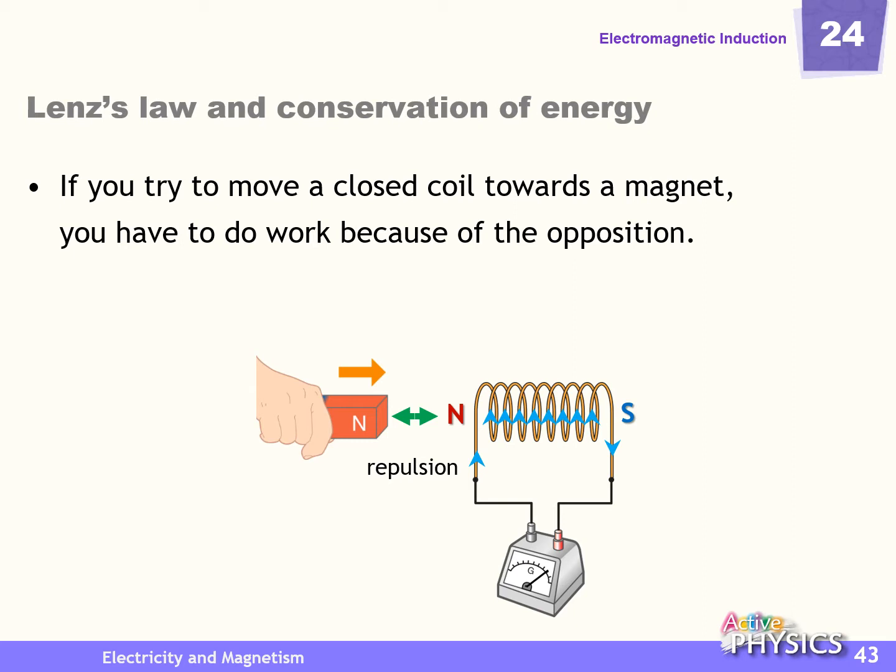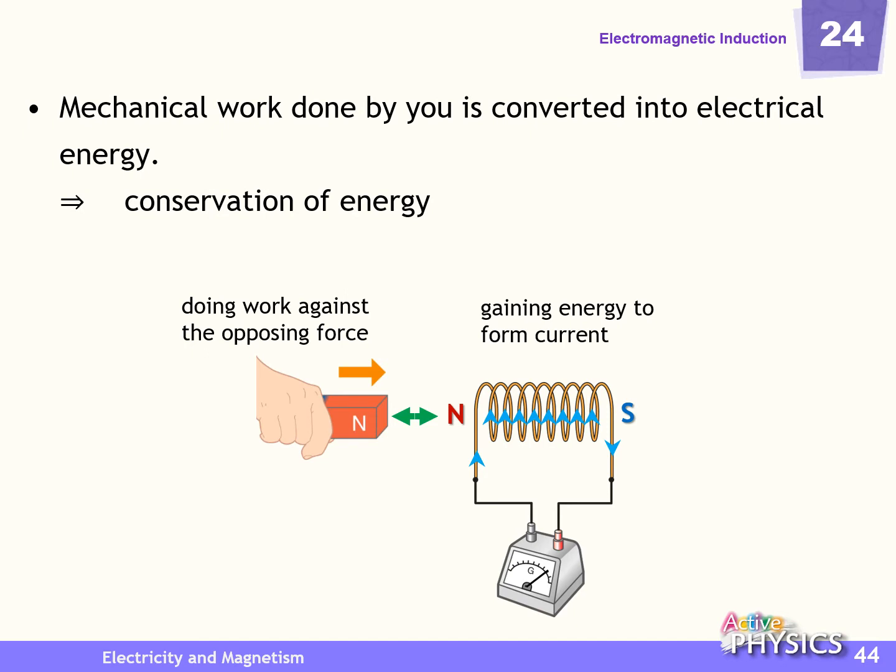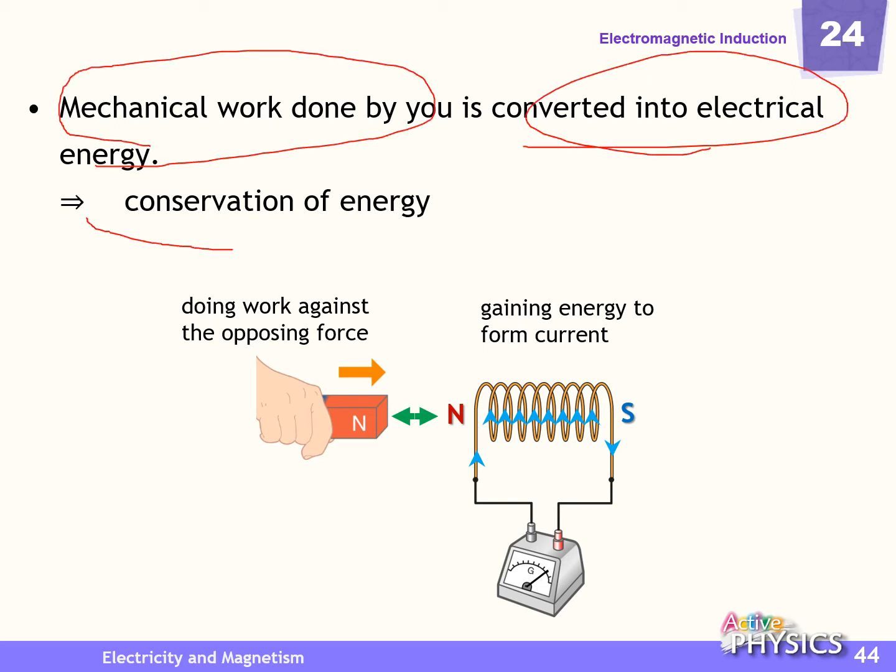Okay, so if you try to move a closed coil toward a magnet, or move the magnet toward the coil, then you have to do work because of the repulsive force toward each other. The mechanical work done by you is converted into electrical energy, and it obeys the law of conservation of energy. So you need to do work against the opposing force.